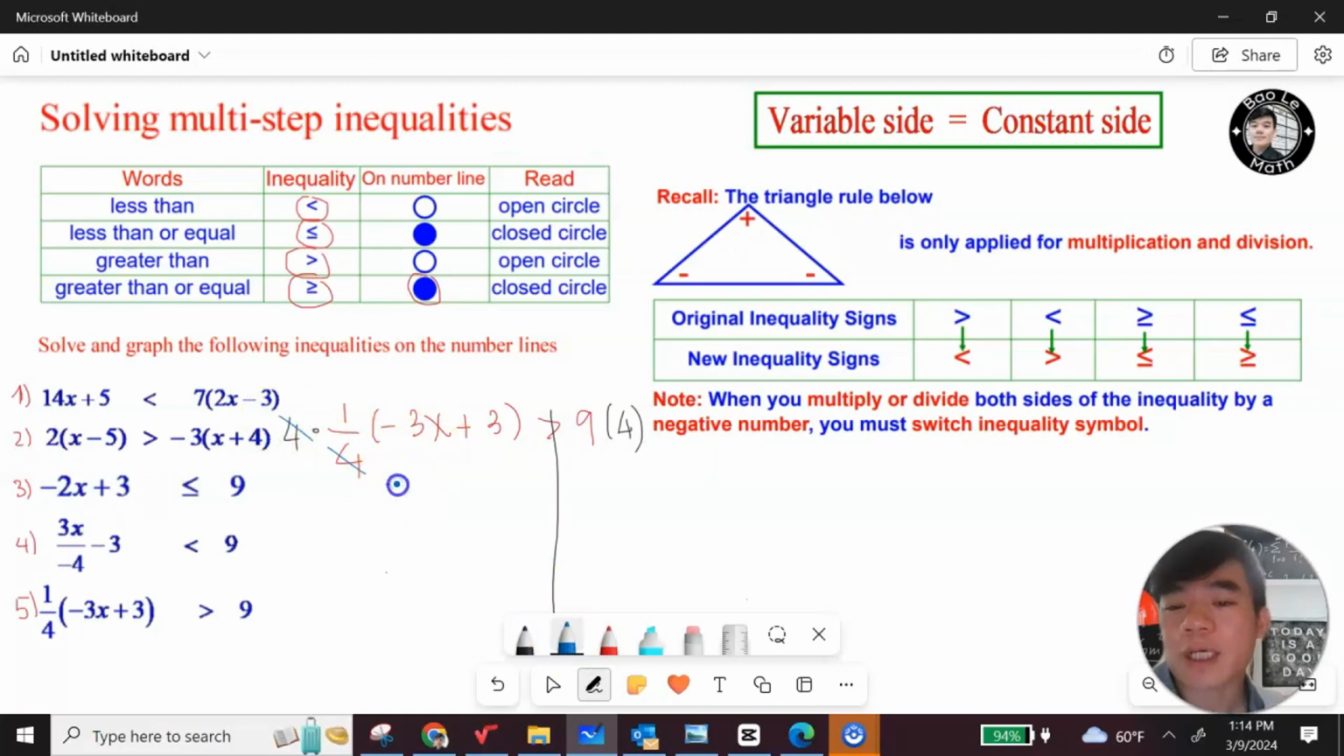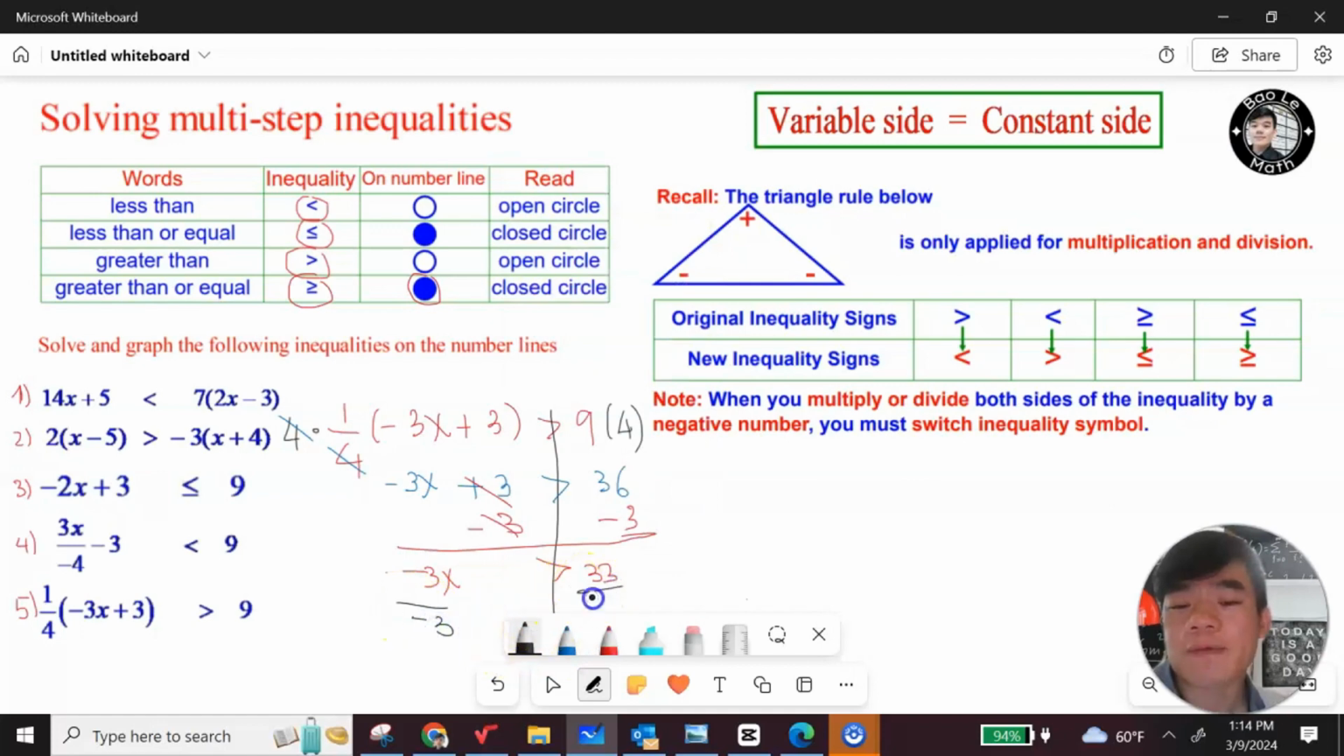On the left-hand side, I only have negative 3s plus 3. Negative 3s plus 3 greater than 9 times 4. So it turned out to be a 2-step inequality, very simple. Subtract 3 from both sides. So you have negative 3s. This and this cancel out. Greater than 36 minus 3, which is 33. And then I just divide both sides by negative 3.